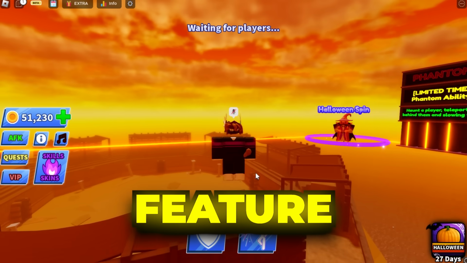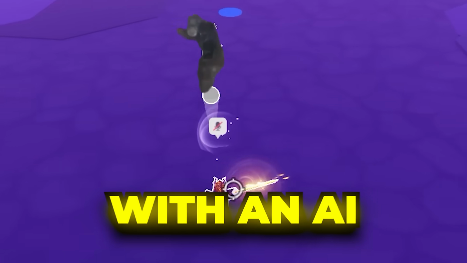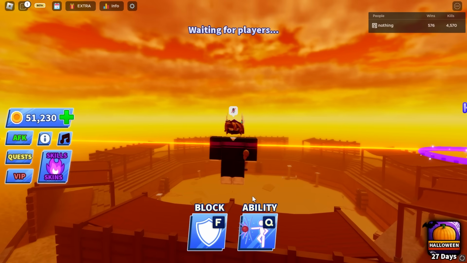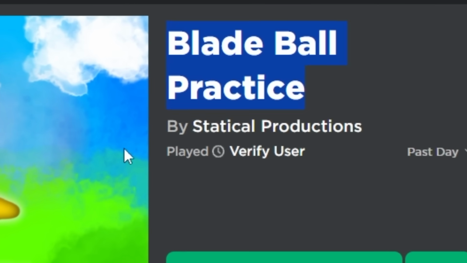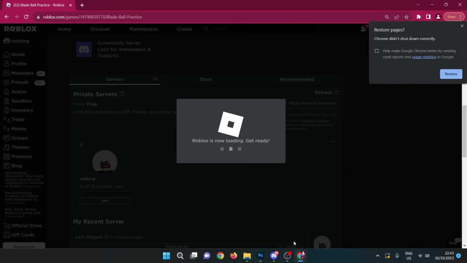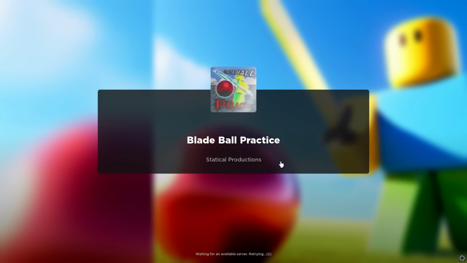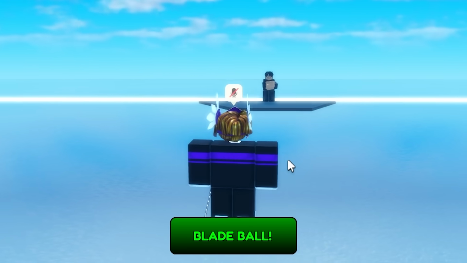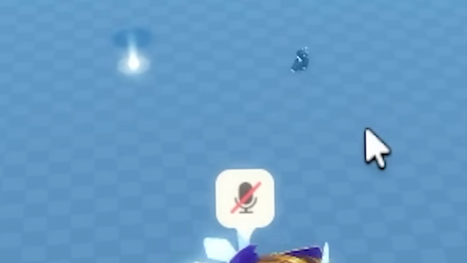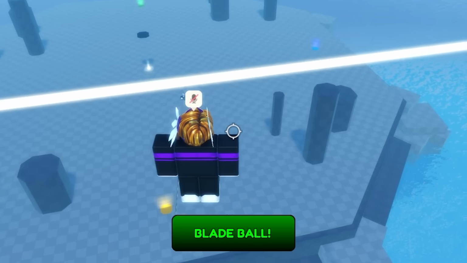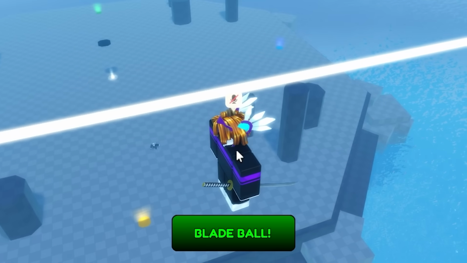So everyone wants a feature where you could train with an AI. And because you have no friends to play with, I actually found it. There's a copy of Blackball called Blackball Practice. If you make a private server and join it, look at this. Yeah, it's gonna be so insane. It's exactly the same as Blackball. The only thing that's different is that this person is an AI. Like, it looks like a real player, but it's actually AI.